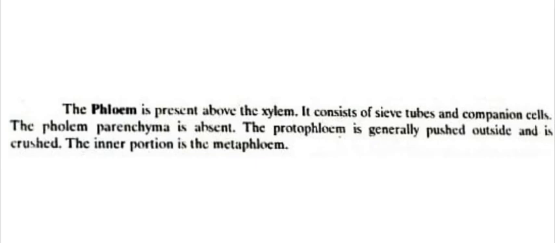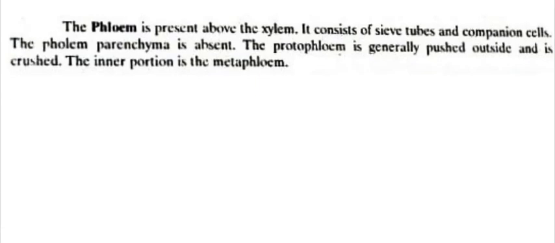The phloem in the vascular bundle is present above the xylem, and it consists of sieve tubes and companion cells. Phloem parenchyma is absent. The protophloem is present on the outer side, and it is pushed outside and crushed and becomes non-functional, while the inner portion of the phloem is functional and is known as the metaphloem.